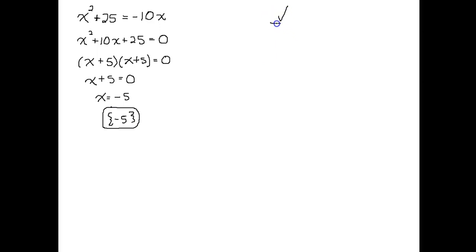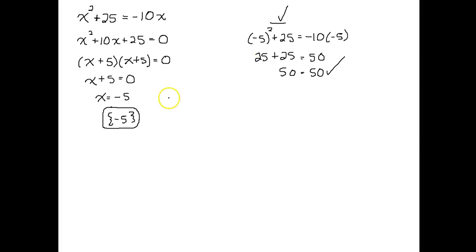And if I check, I want to make sure I go back to the original problem. x squared plus 25 equals -10 times -5. So I've got 25 plus 25 on this side, which is 50, equals, well, -10 times -5 is also 50. So it works out. So this particular quadratic equation has one real solution, and that is -5. Okay, so that's one method, factoring using that zero product property.